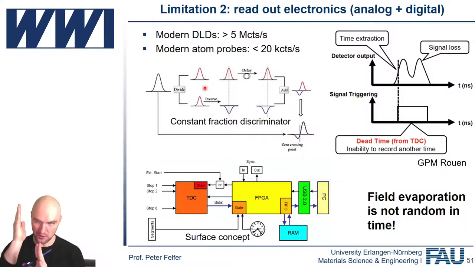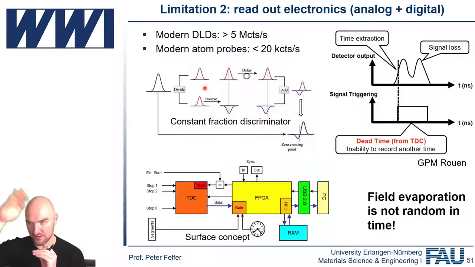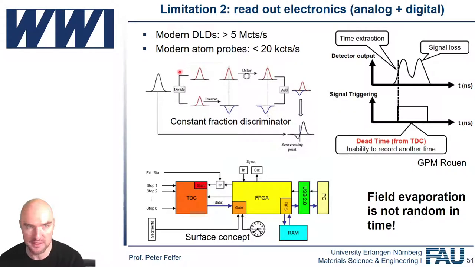And so in order to have a timestamp always at the same relative height of the pulse, because the pulse shape is always the same, and the pulse shape depends only on the electrical properties of your delay line, but the pulse height depends on how much charge you put in, and that varies. And in order to get a signal at always the same time, we use an analog electronic device called a constant fraction discriminator.